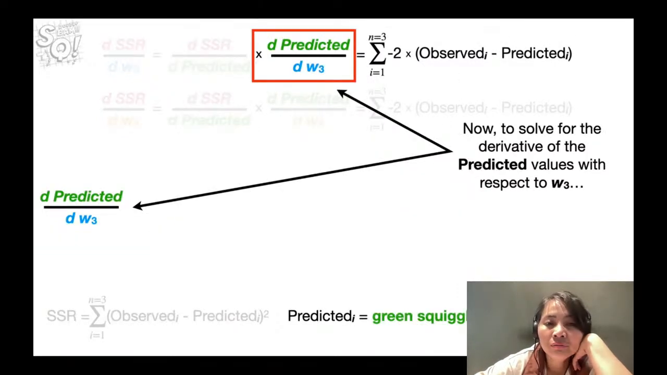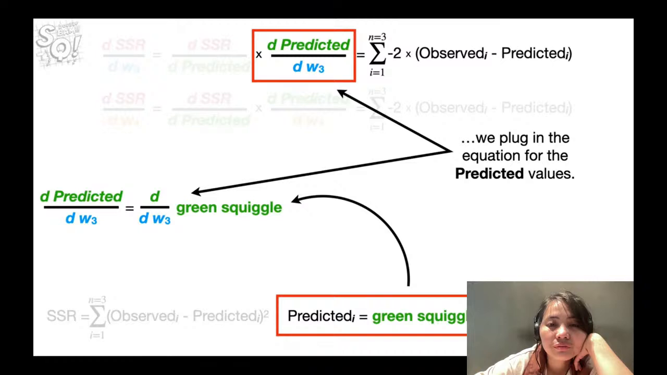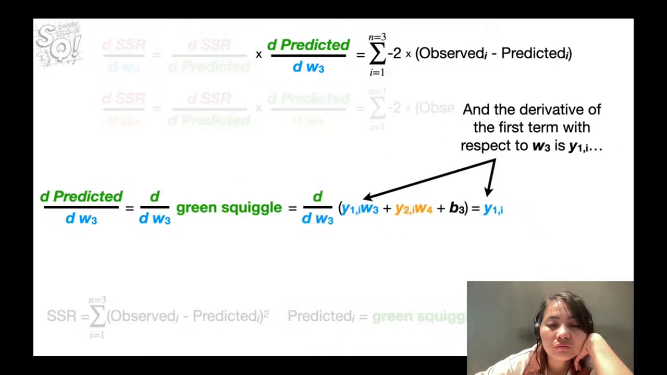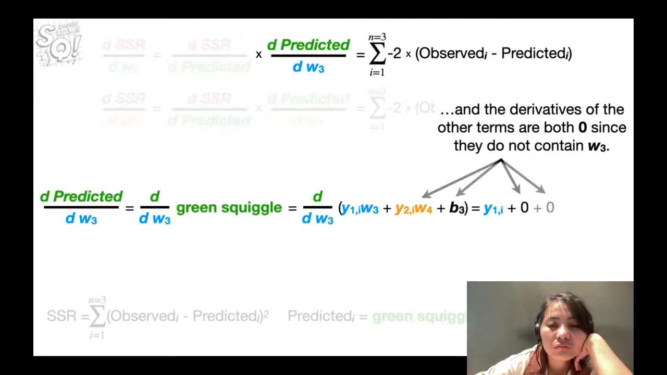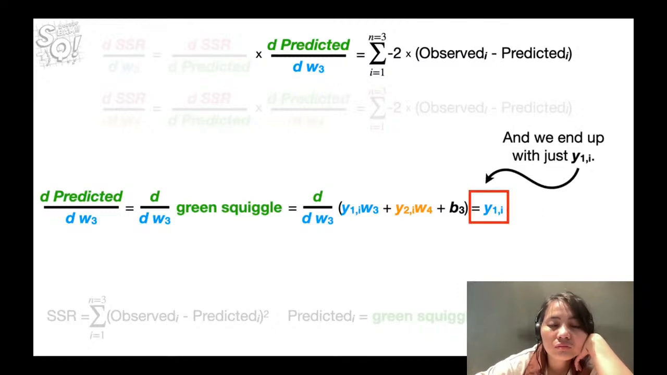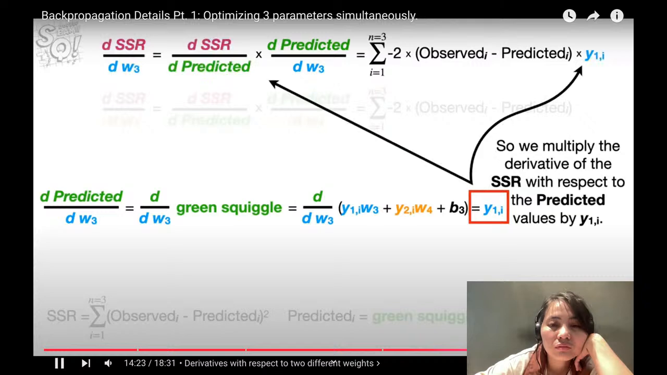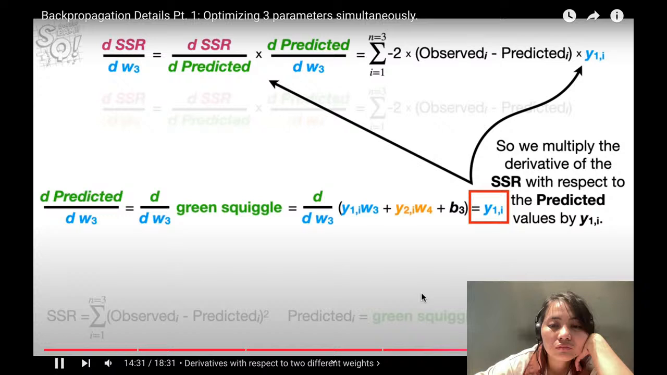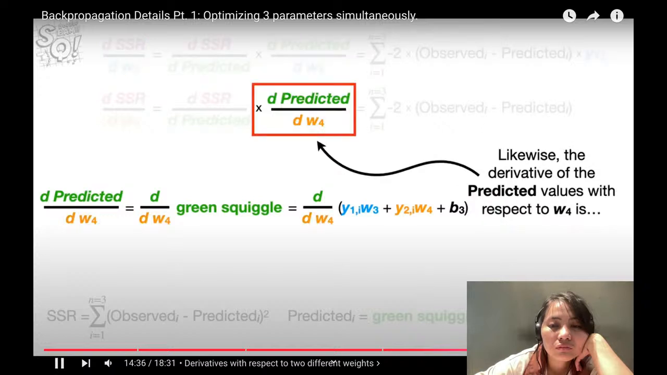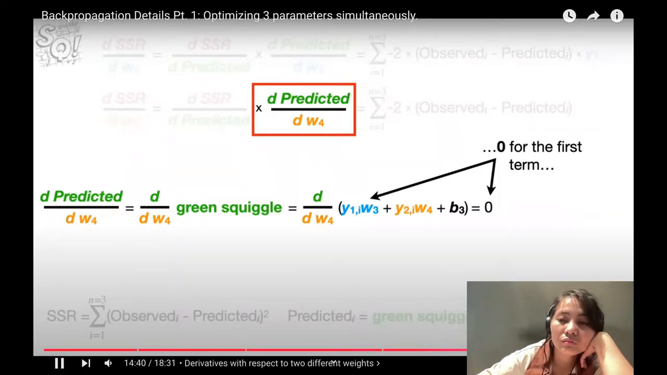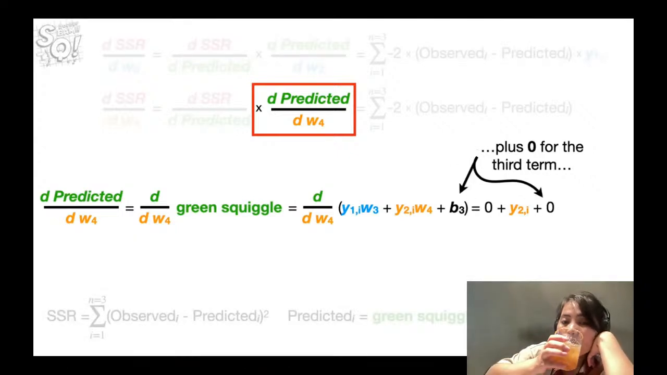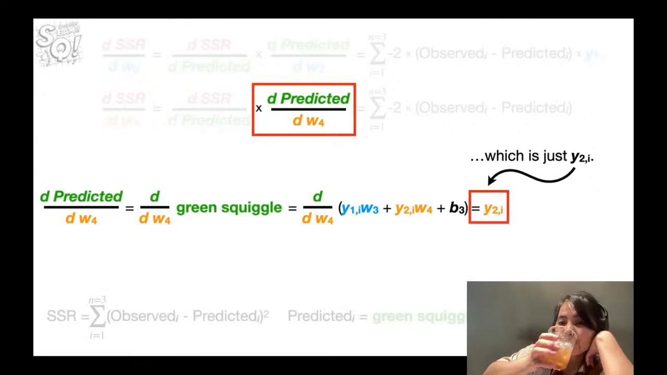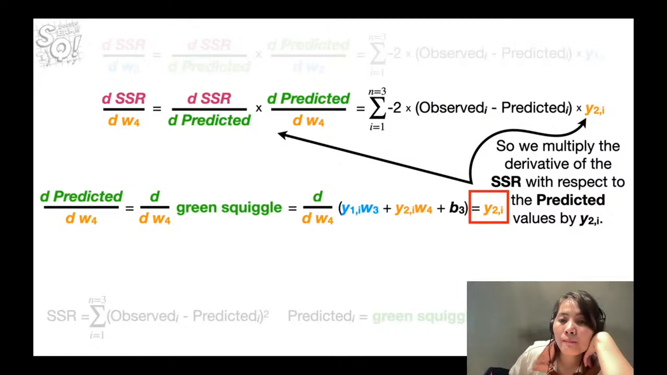Now, to solve for the derivative of the predicted values with respect to w sub 3, we plug in the equation for the predicted values, and the derivative of the first term with respect to w sub 3 is y sub 1, i. And the derivatives of the other terms are both 0 since they do not contain w sub 3. And we end up with just y sub 1, i. So we multiply the derivative of the sum of the squared residuals with respect to the predicted values by y sub 1, i. Likewise, the derivative of the predicted values with respect to w sub 4 is 0 for the first term, plus y sub 2, i for the second term, plus 0 for the third term, which is just y sub 2, i. So we multiply the derivative of the sum of the squared residuals with respect to the predicted values by y sub 2, i.